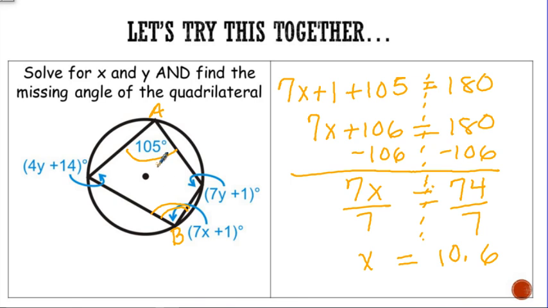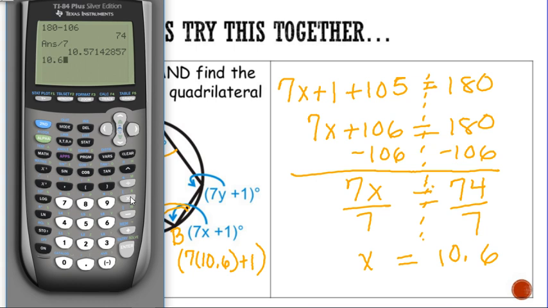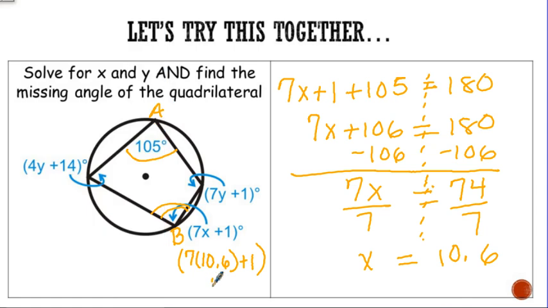So if this is 105 and this is supposed to add to give me 180, then what I'm going to do is say 7 times 10.6 plus 1. I'm going to take my calculator. 10.6 times 7 plus 1. And you can put it in the calculator directly the way it is. That's 75.2. So we figured out this side, and it's a little more. If you add these two, you're going to get a little more than 180, and that's because we rounded here. So that's what we would call an approximate answer. So we did the work for x.